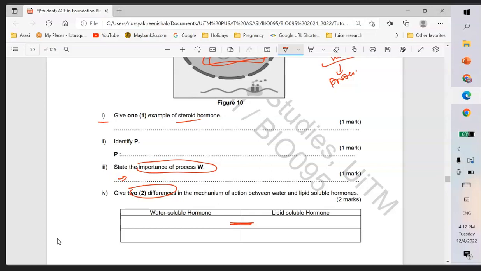You must compare apple to apple. Kalau hormon water soluble hormone awak bagi perbezaan in terms of the receptor, sama juga dengan lipid soluble awak bagi in terms of the location of receptor. Water soluble hormone receptor terletak pada permukaan sel, pada plasma membrane.